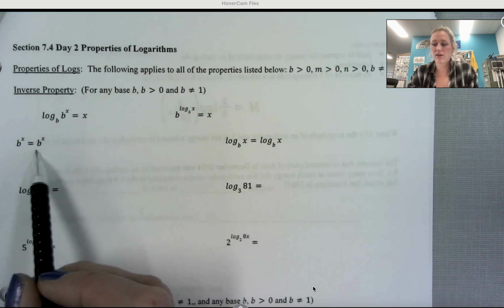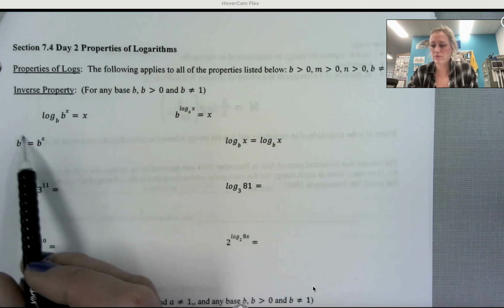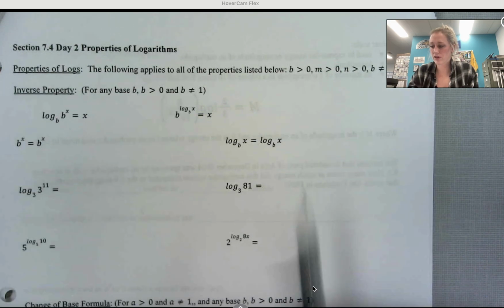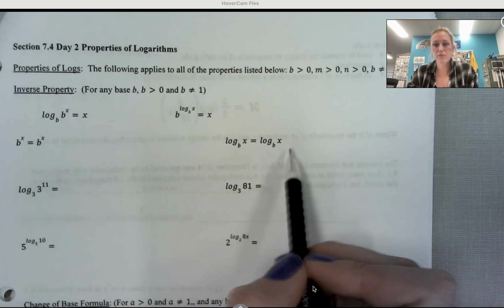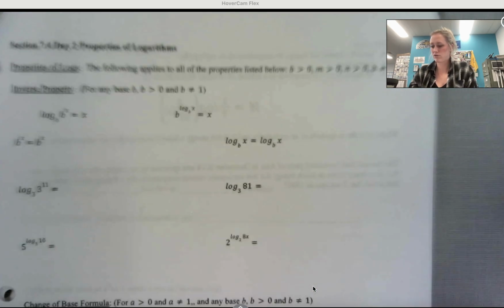So if I have things raised to the same exponent, those are equal to each other. And if I have the same log base, those are equal to each other. Okay, so we're going to use some of those properties here.